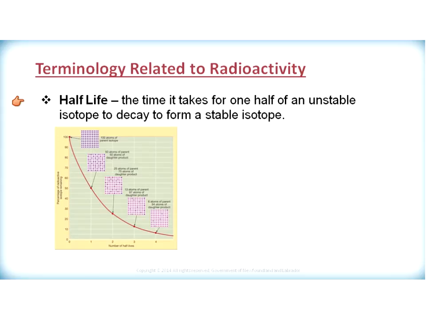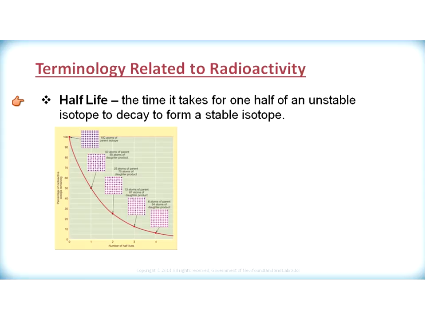The half-life is the time it takes for one half of an unstable isotope to decay to form a stable isotope. So in the previous example of uranium-238 decaying to lead-206, it would be the time it takes for a sample of uranium-238 to decay to one half its size, so it produces 50% daughter material, which is stable, and that would be the lead-206, and 50% of the remaining radioactive isotope, uranium-238, would remain.